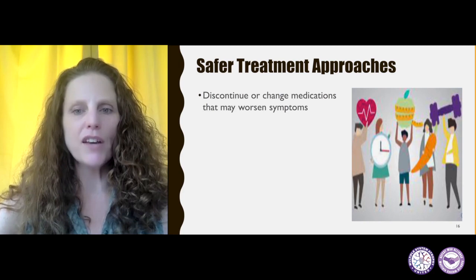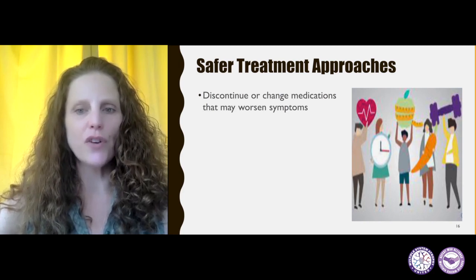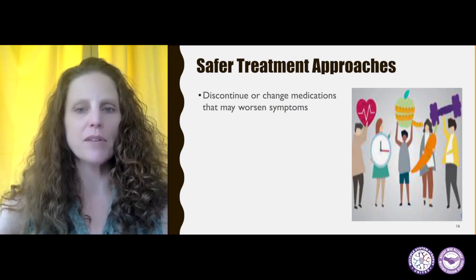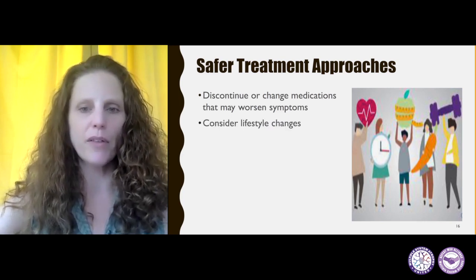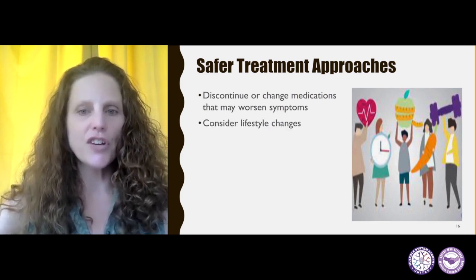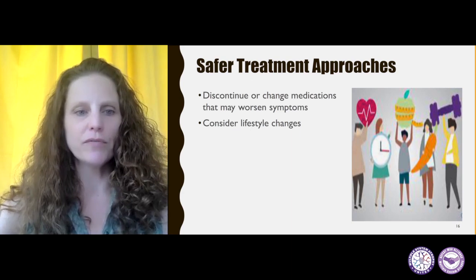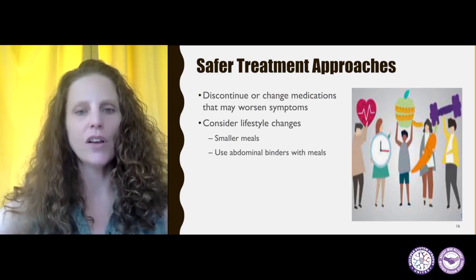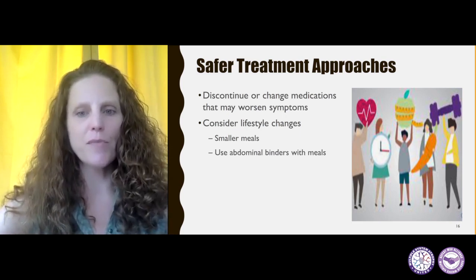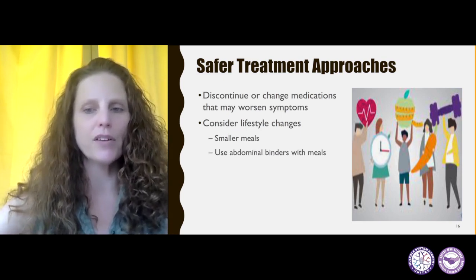A common recommendation is to first discontinue or change any medication that may worsen MSA symptoms. For example, anticholinergics may increase urinary retention, which many patients already deal with. Lifestyle changes can be very beneficial. Eating smaller, more frequent meals can reduce postprandial hypotension. Using abdominal binders with meals can also help reduce postprandial hypotension.